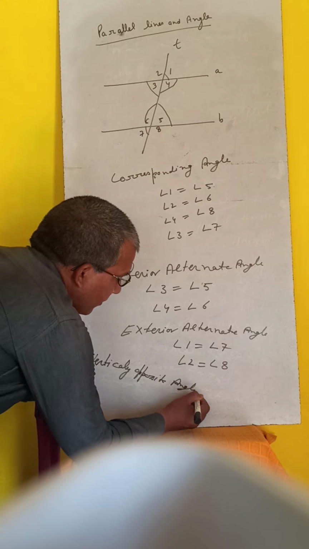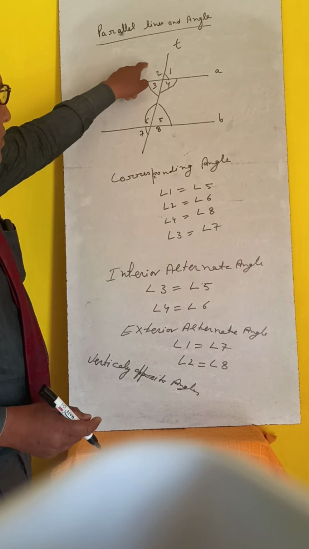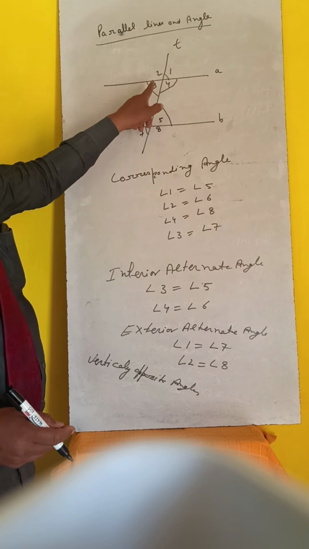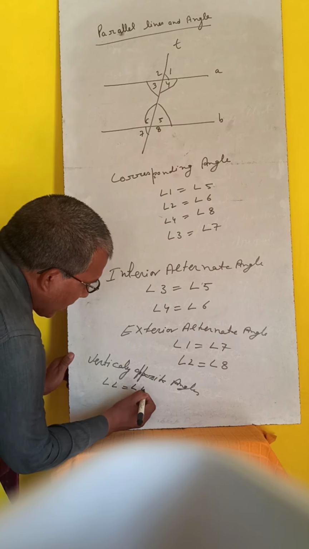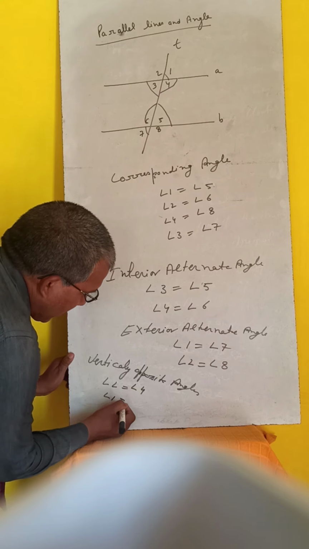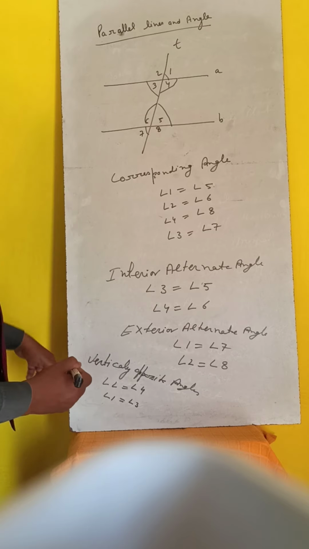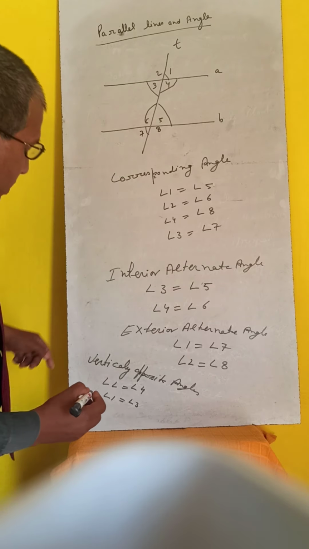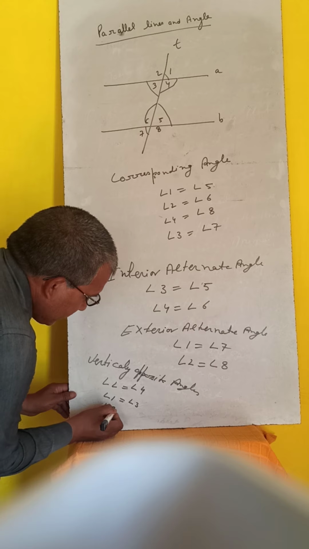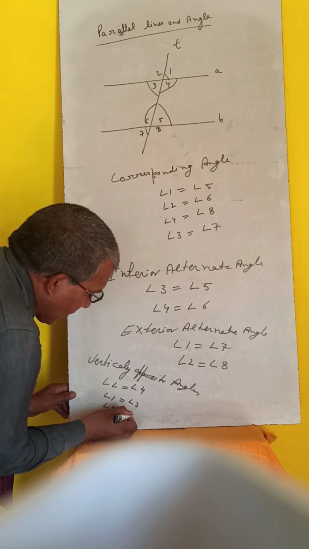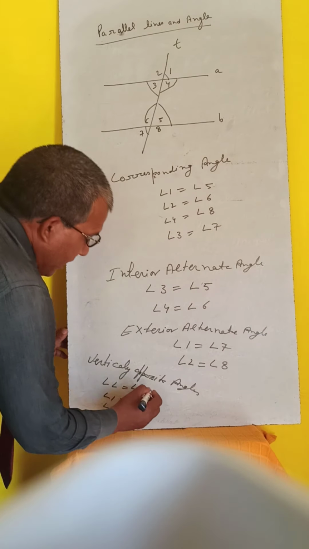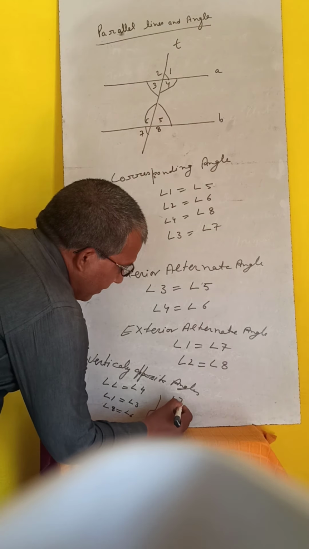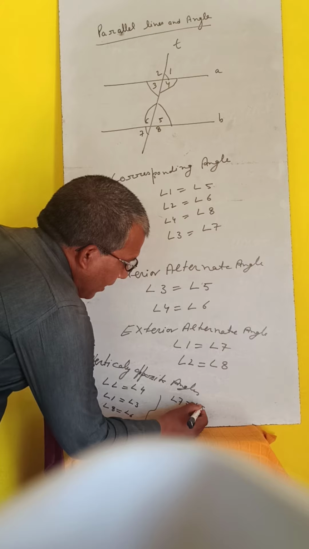Angle 2 is equal to angle 4, angle 1 is equal to angle 3, angle 6 is equal to angle 8, angle 7 is equal to angle 5.